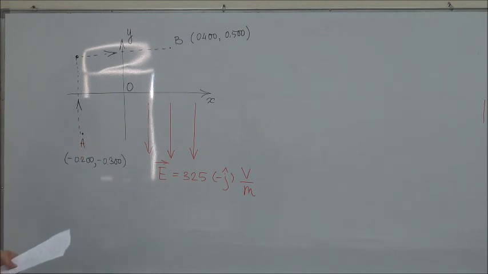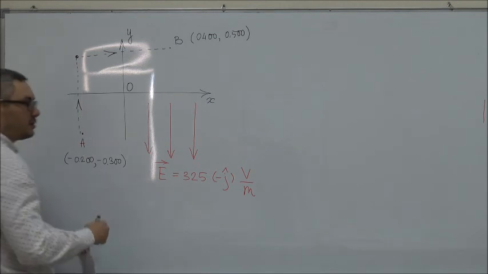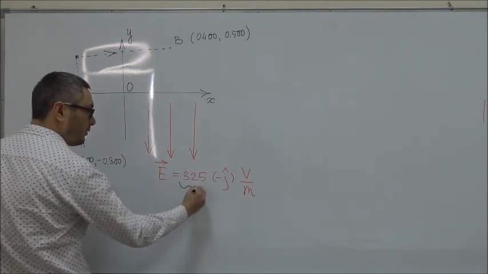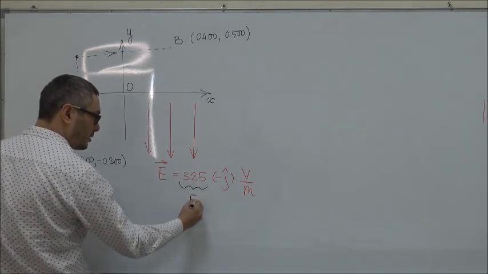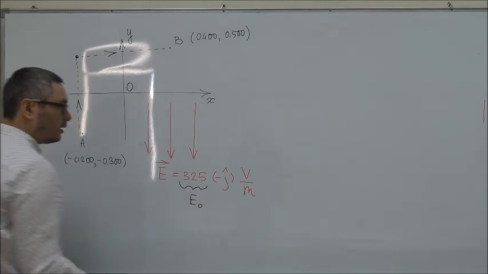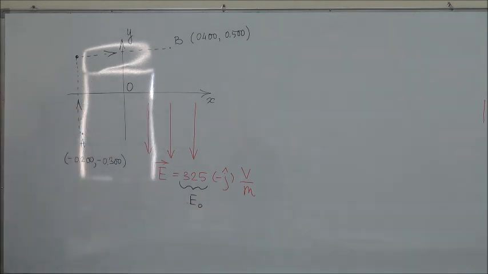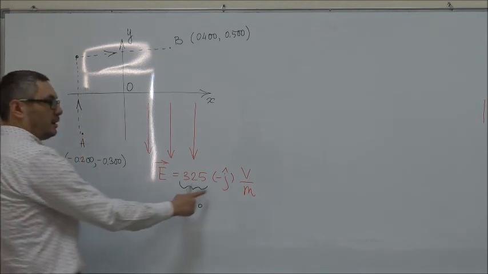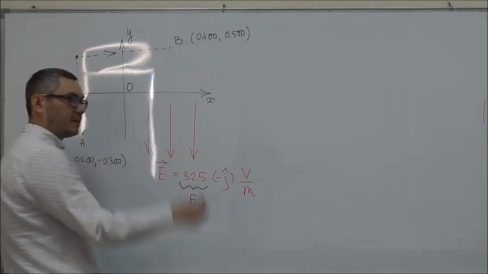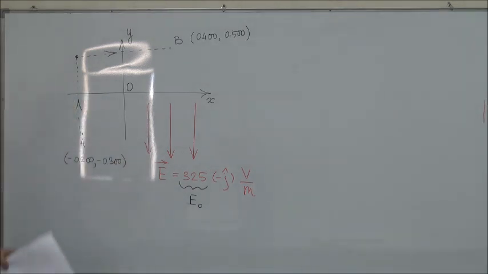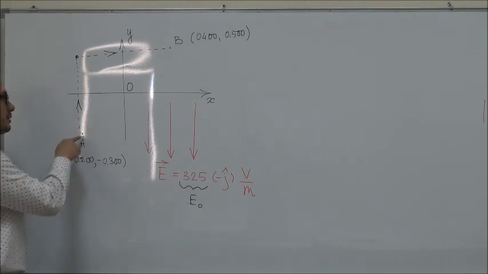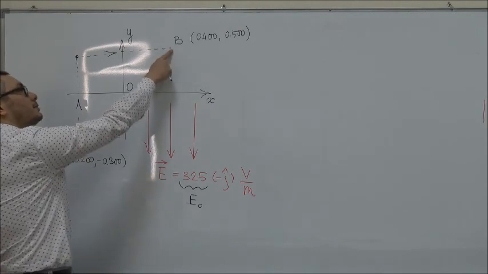Okay, so in this question we are given a uniform electric field of magnitude 325 volts per meter. So let's call this E0. And the electric field is pointing in the negative y direction, and hence there's unit vector j with a negative sign to specify that it's pointing in the negative y direction. So in this uniform electric field we need to find the potential difference between 2 points, A and B.